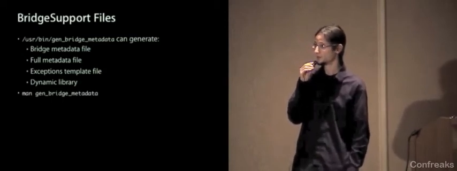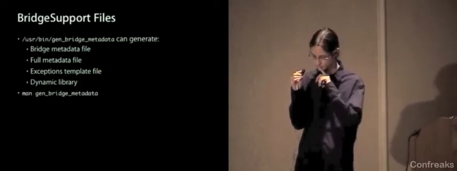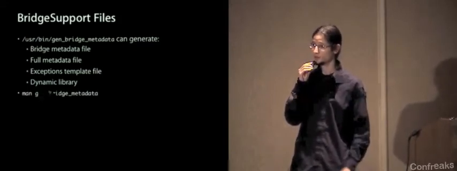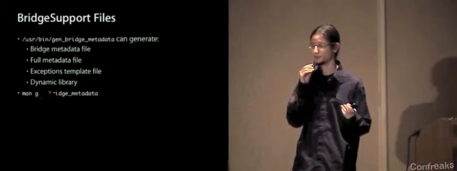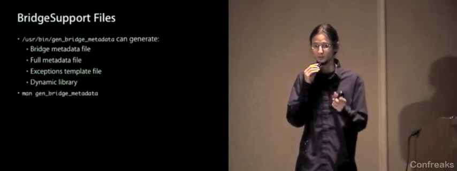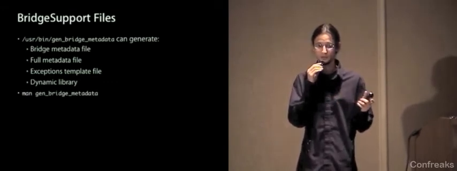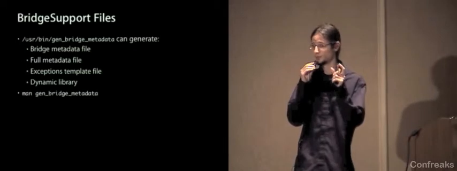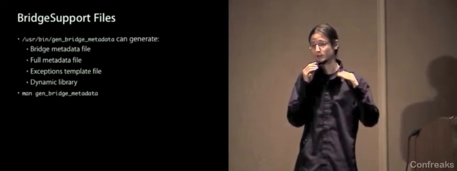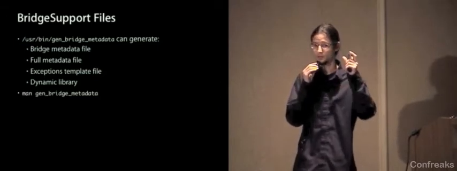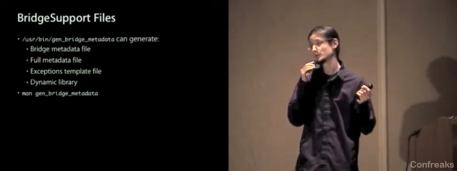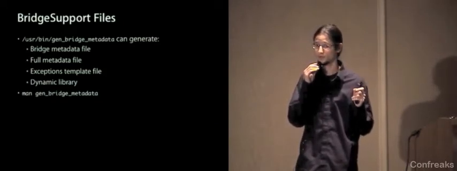And it can also generate a dynamic library. This is because it's not possible to describe everything in XML. For example, if you have inline functions in your framework, it's not possible to describe inline functions as XML. So what we do is generate a small dynamic library where we expose the inline functions, and at runtime, the bridges are going to load this dynamic library, and then we'll be able to access all the inline functions of your framework. But it's only required for inline functions for now.